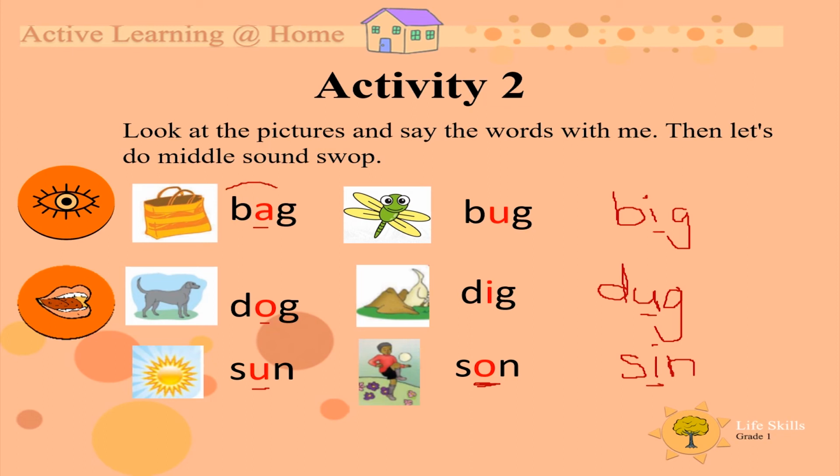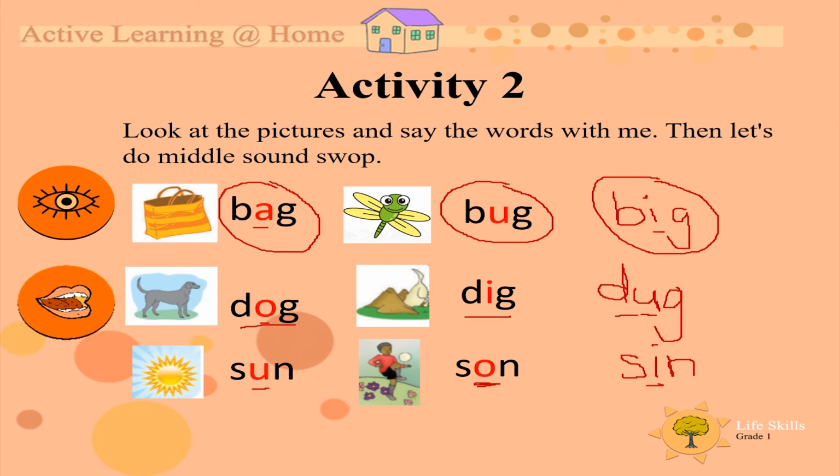So let's look at bag quickly. I had an A in the middle, I got bag. Then I put a U in the middle and I got bug. Then I put an I in the middle and I got big. This one here, I have dog. I have an O in the middle. Now I put an I in the middle, I get dig. And here I put a U in the middle and I get dug. This one is sun, that shines in the sky. I have a U there. I change the U to an O and I get son, my father's son. And over here, if you do bad things, then you sin. Not so difficult, but you need to think a little bit.